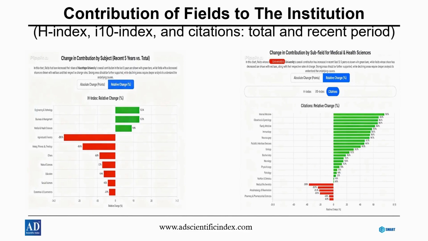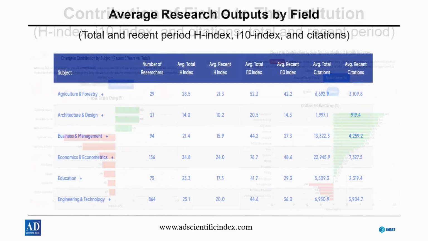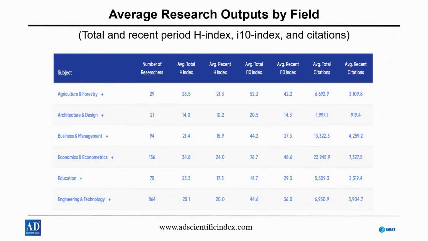On the right, subfields within medical and health sciences demonstrate substantial citation increases in internal medicine, obstetrics and gynecology, and family medicine, contrasted with declines in areas such as biochemistry and anesthesiology. These insights help identify strengths to reinforce and weaker areas requiring deeper analysis and targeted improvement.